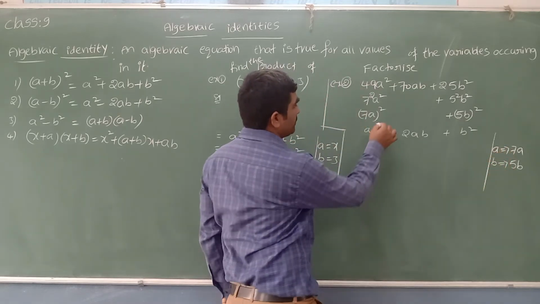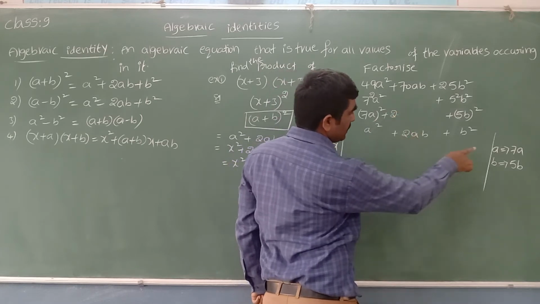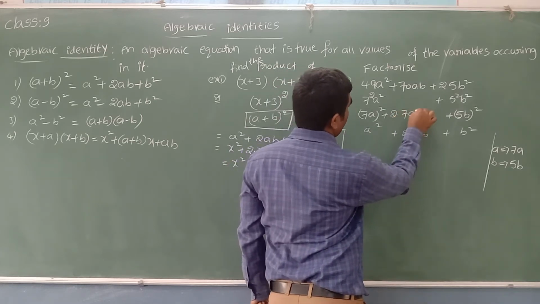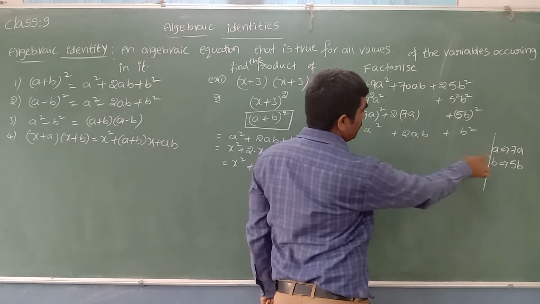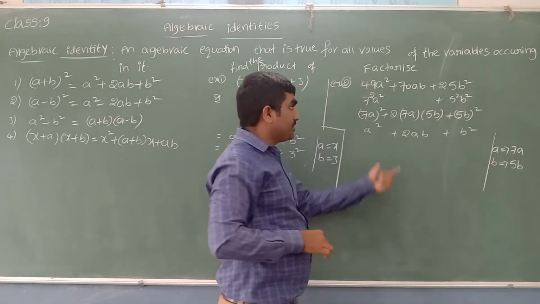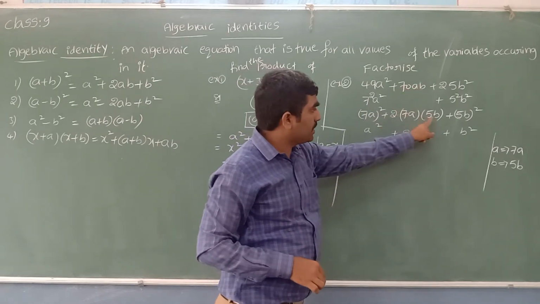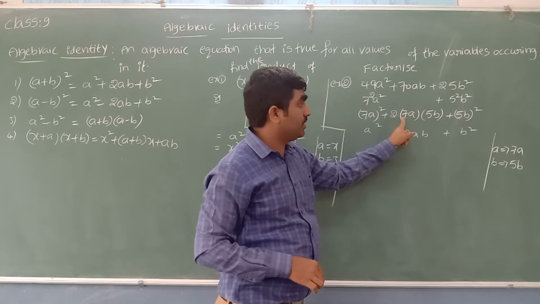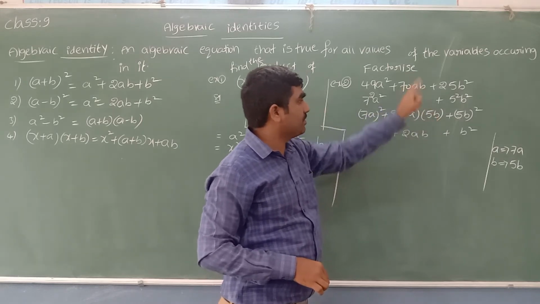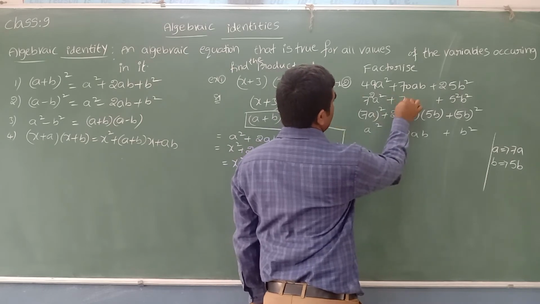2ab also right here: plus 2 into what is the a value? 7a. What is the b value? 5b. Now if you simplify this, you can see the previous step. 2 5s are 10, 10 into 7, 70. 70 into ab, 70ab. So we can go like that also. So this we can write as this.